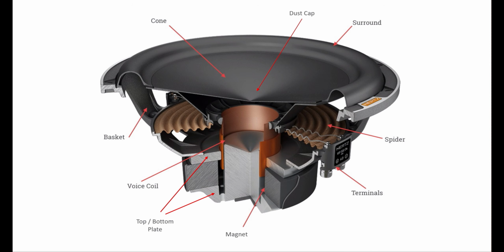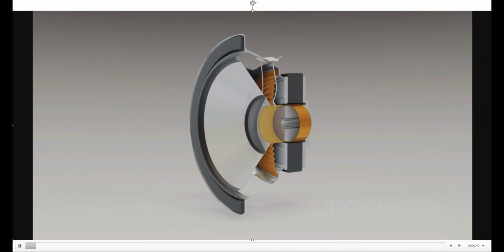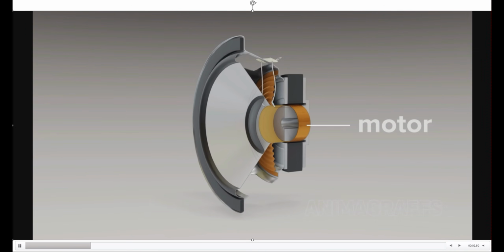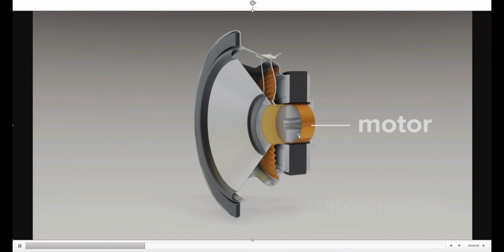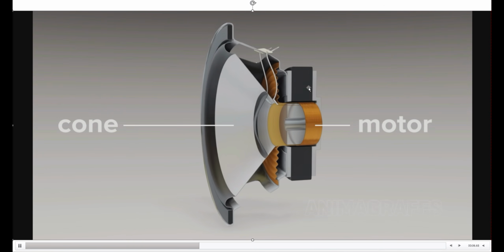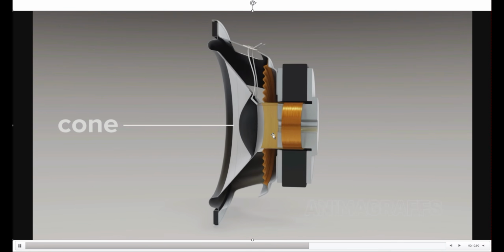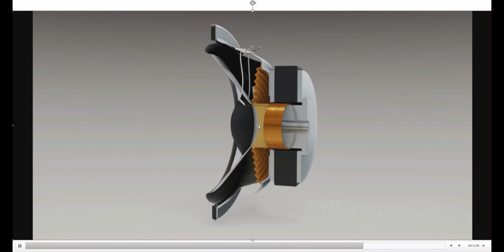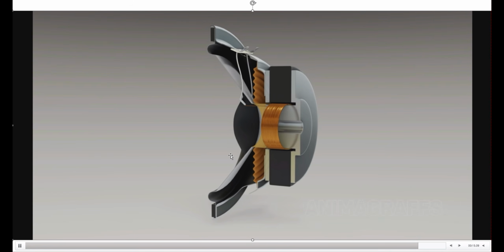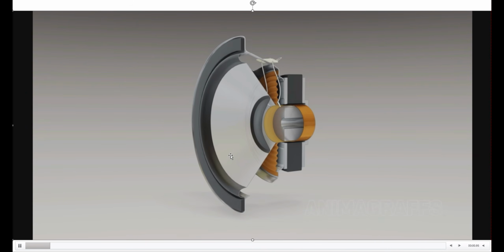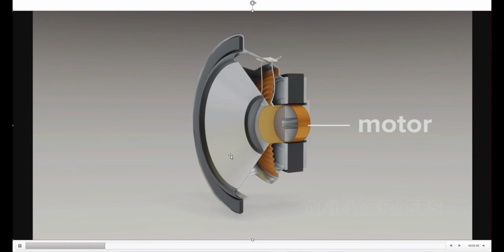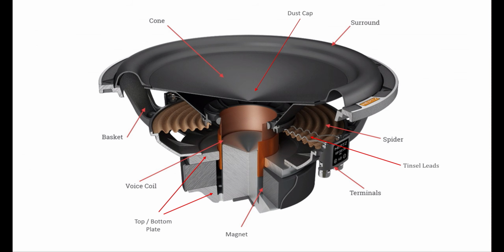Now, the speaker moves up and down when you apply electrical energy to the voice coil, because the voice coil is interacting with the fixed magnet, and it causes the coil to move back and forth. And because it's connected to the cone, it moves the cone as well, which makes pressure waves, which turns out we can hear as sound, right? So let's take a closer look at the parts that make up the speaker, starting with the speaker basket.